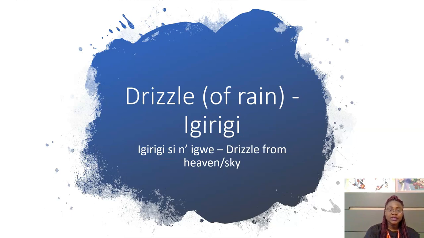Here we have drizzle. That is the drizzle of rain. We call it igirigi. Igirigi, okay? Igirigi si n'igwe. The drizzle from heaven or sky.